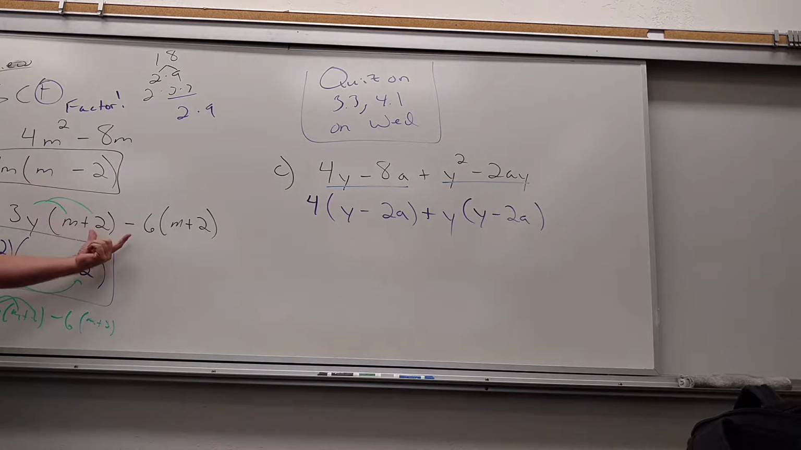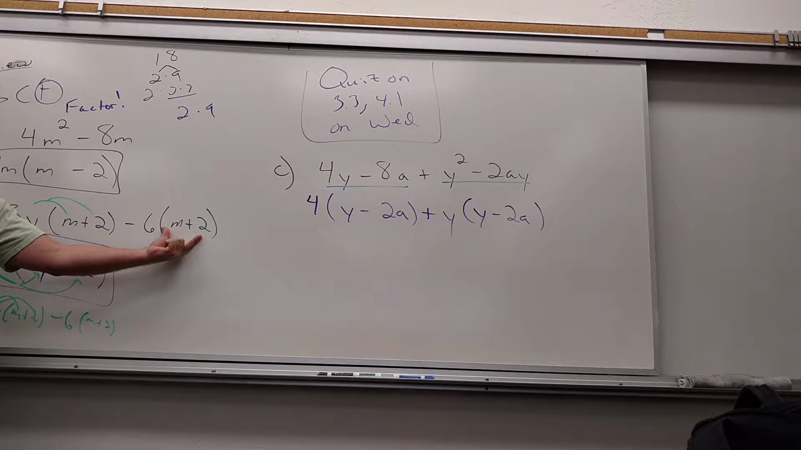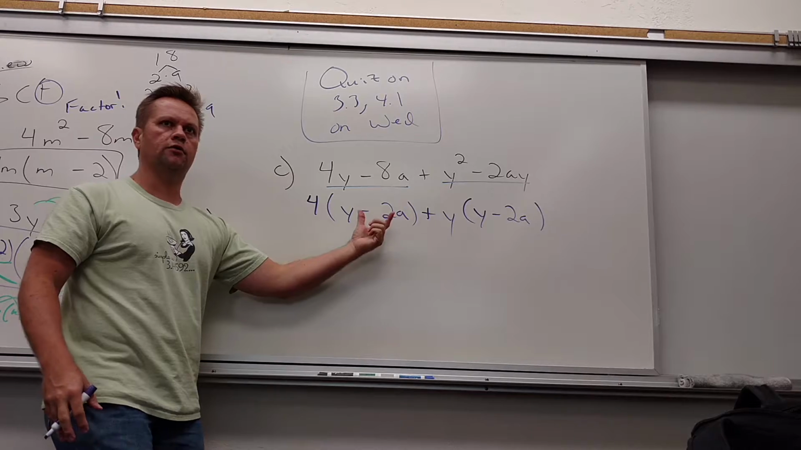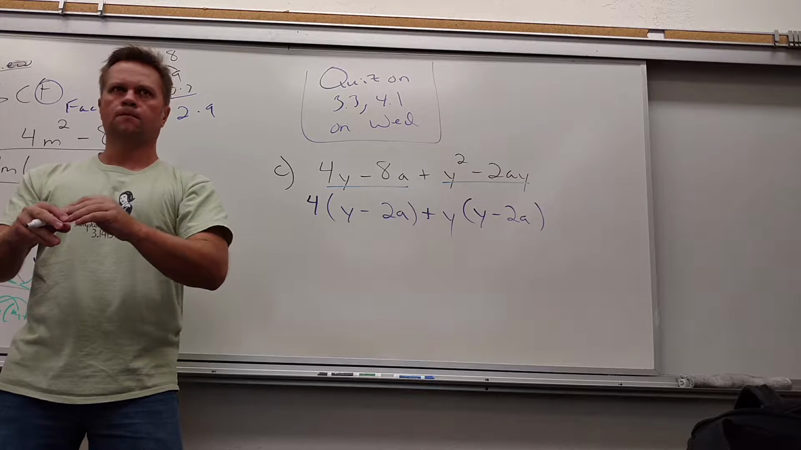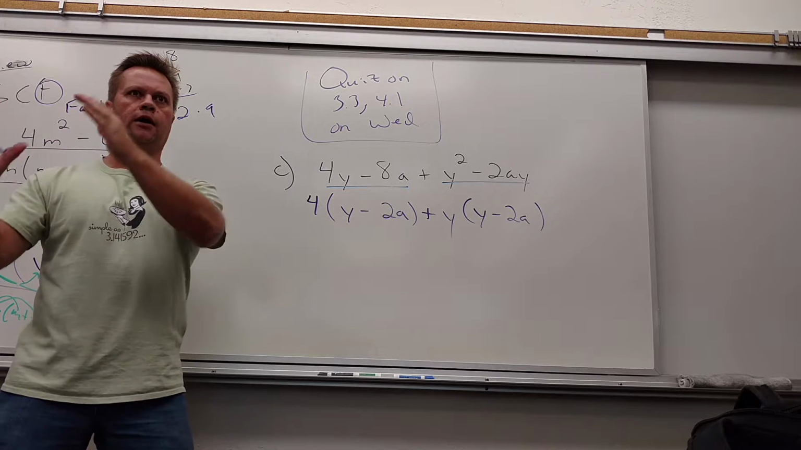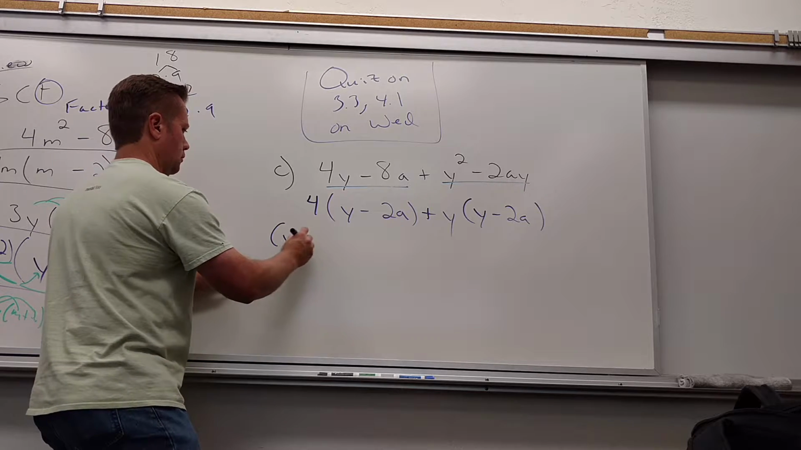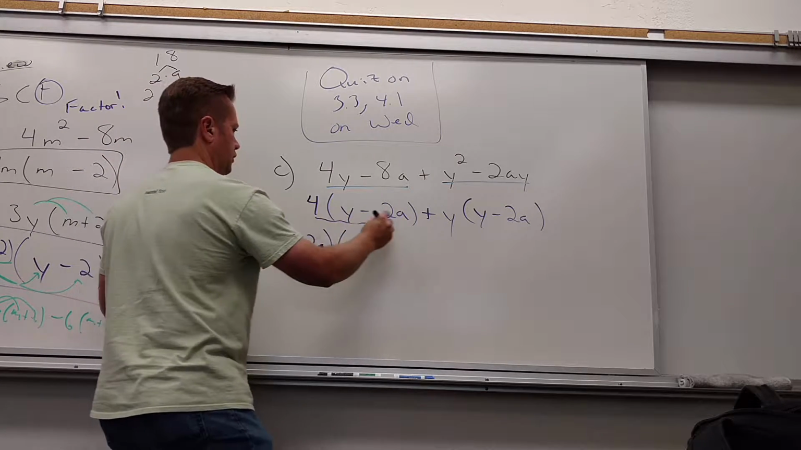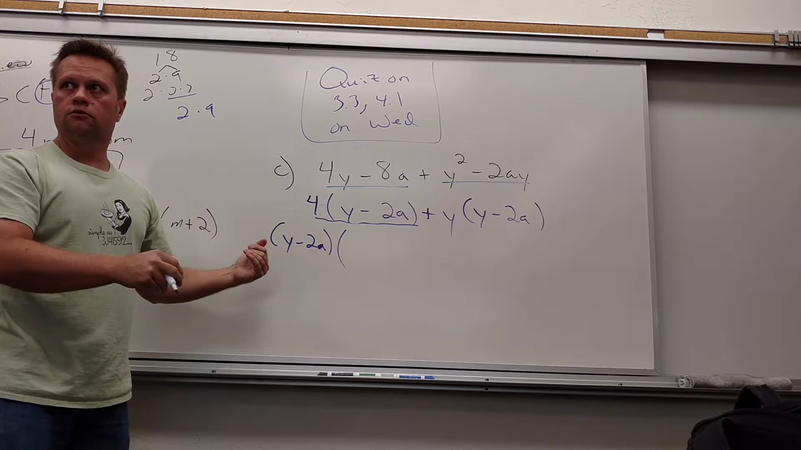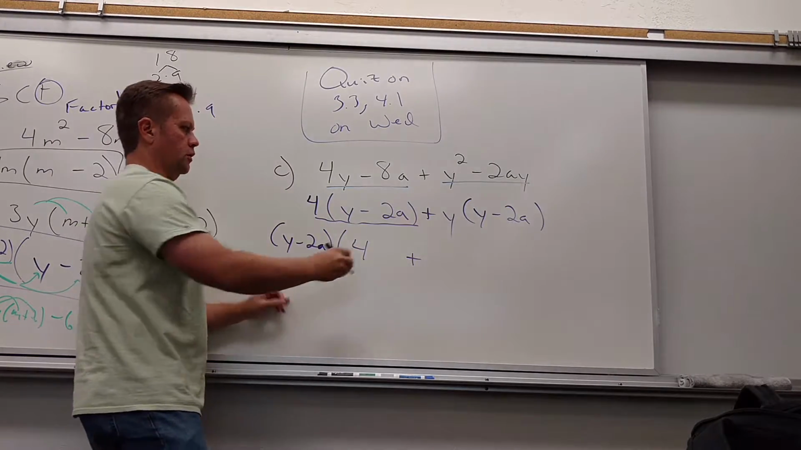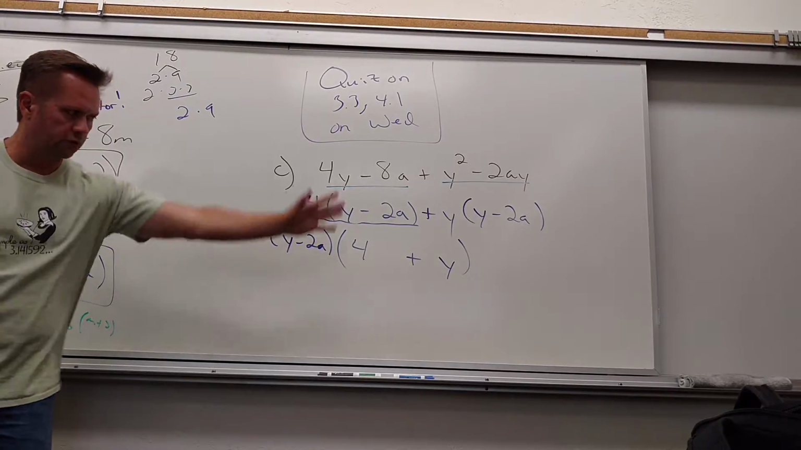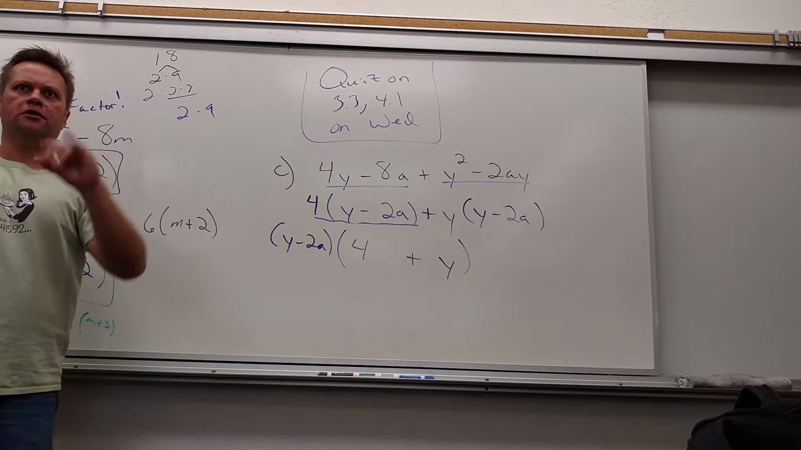Why was I able to do anything here? Because the n plus 2's were the same, right? If these weren't the same, then I could never have taken the n plus 2 out. So what's the same here in both of these terms? Y minus 2a. They each have a y minus 2a. So I can take a y minus 2a out. So what's left here if I take a y minus 2a away? 4. Plus, what's left over there? Y. I know I wrote that really big, but I just wanted them with their parts.